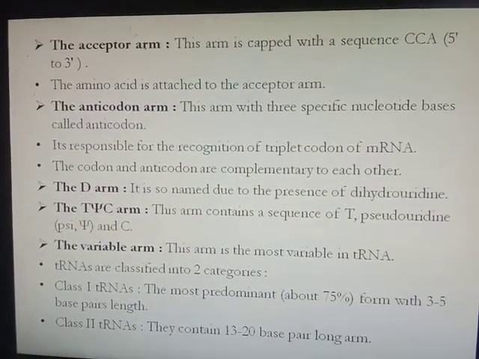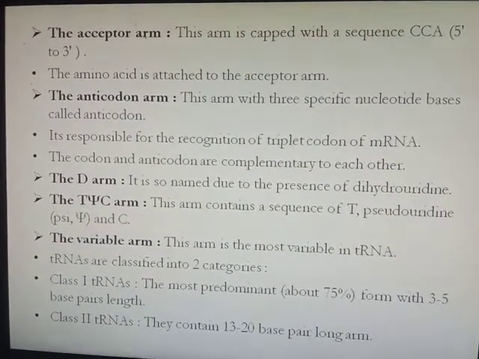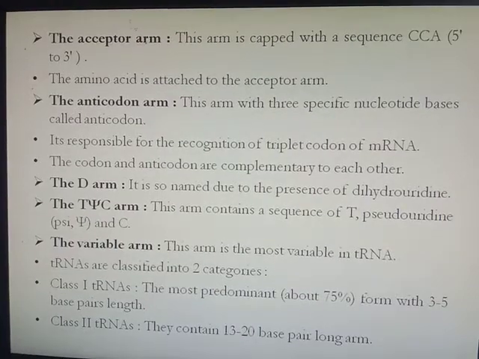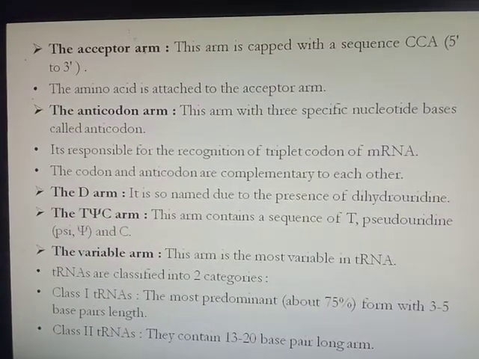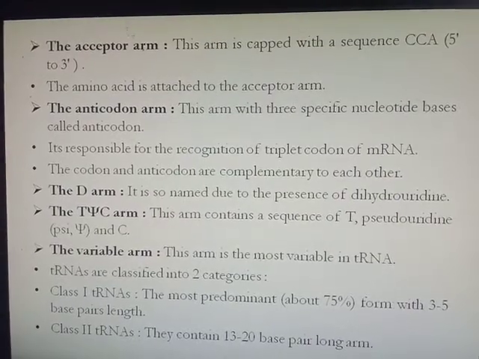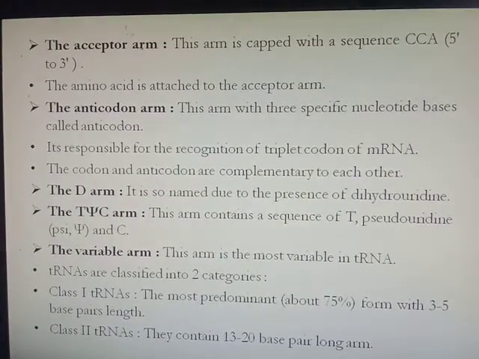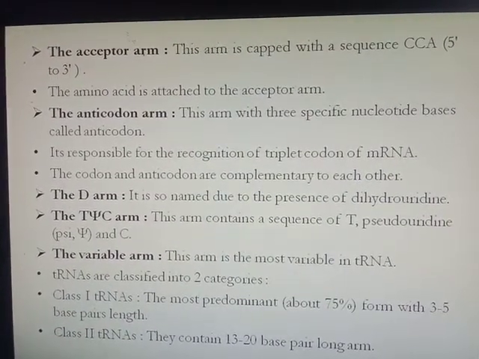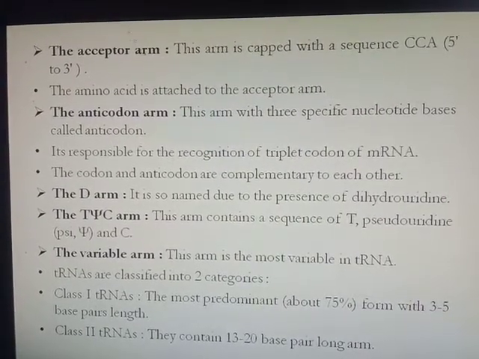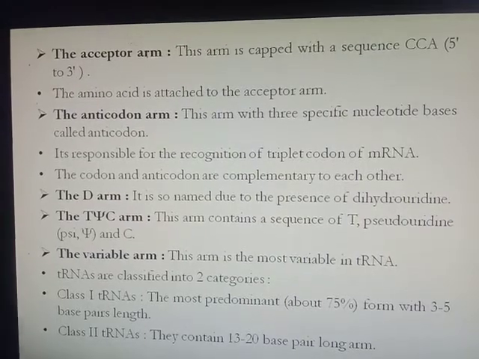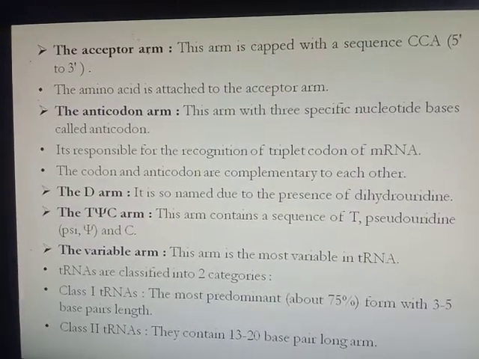Then the components which are present in tRNA. The first component is the acceptor arm. This arm is capped with the sequence CCA from 5' to 3' end. The amino acid is attached to the acceptor arm. During protein synthesis, the amino acid is linked to the acceptor arm. Then it is transported to the ribosome for protein synthesis.